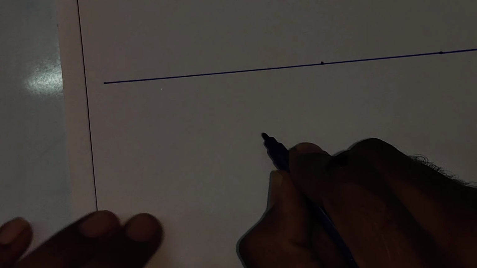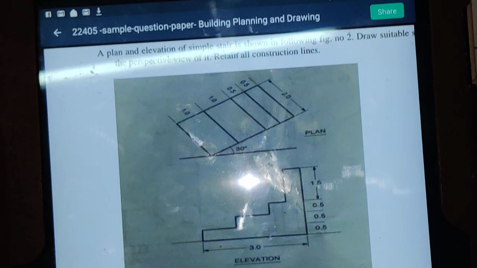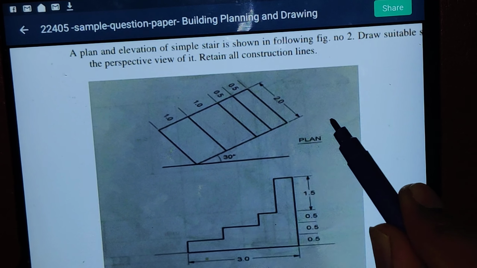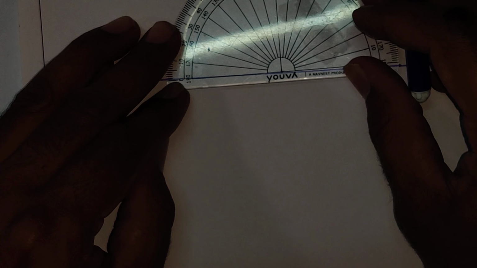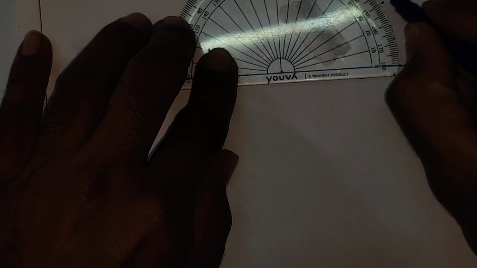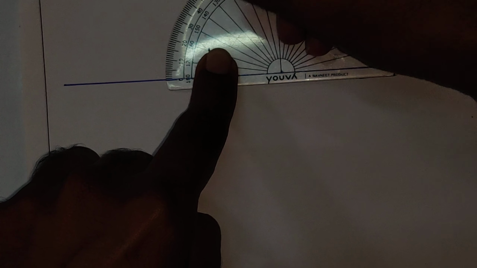Next I'll locate one reference point, because on the picture plane I have to construct this plan. So first I will locate one point. After that I'll take a protractor. This angle is 30 degree, and this opposite angle is 60 degree.